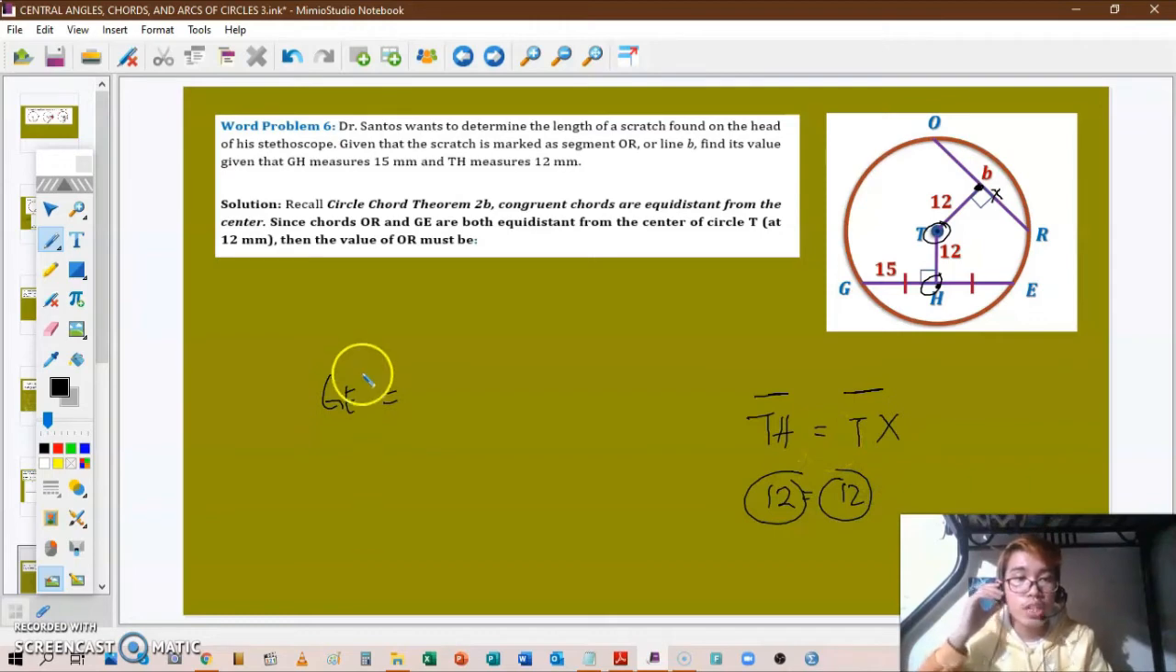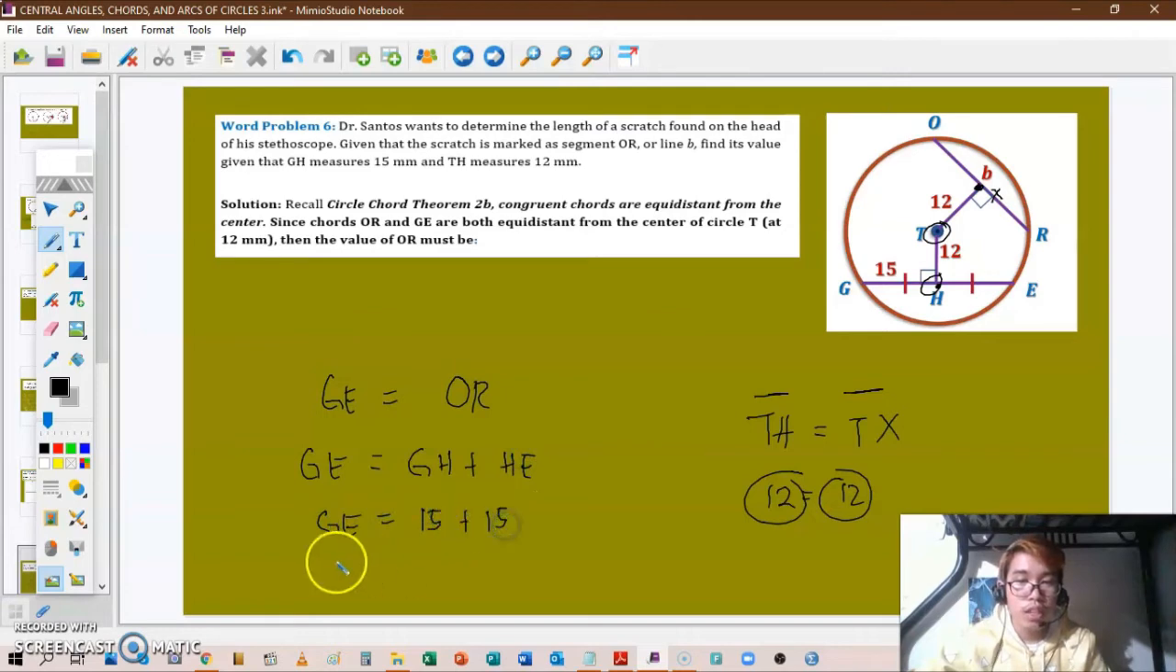So therefore GE must be equal to OR, and we know that GE is equal to GH plus HE using the segment addition postulate, and therefore GE is equal to 15 plus 15, and therefore GE is equal to 30. And also that must mean that OR is equal to 30 millimeters.